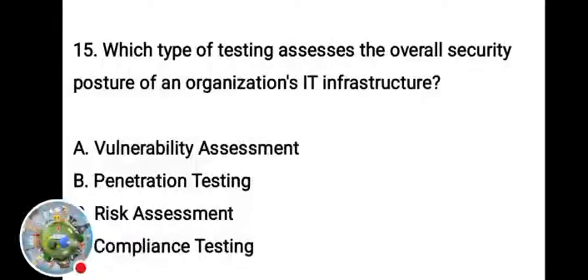Question number 15. Which type of testing assesses the overall security posture of an organization's IT infrastructure? Option A, vulnerability assessment. Option B, penetration testing. Option C, risk assessment. Option D, compliance testing.